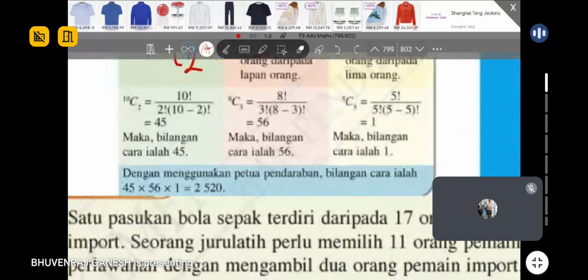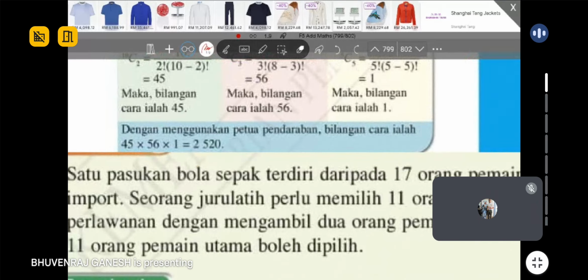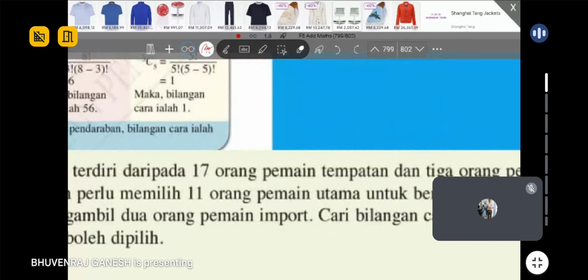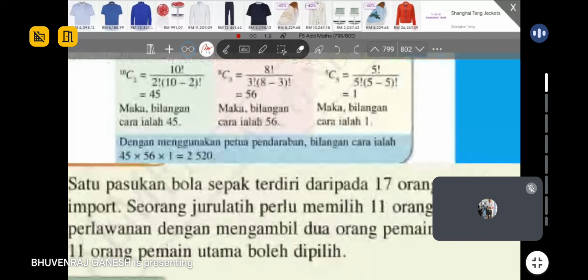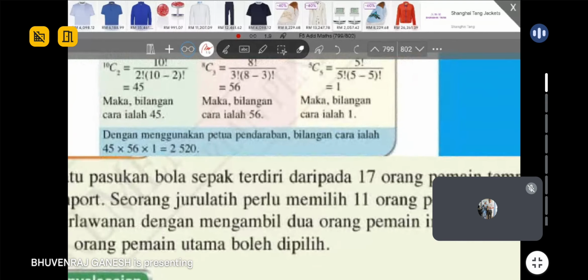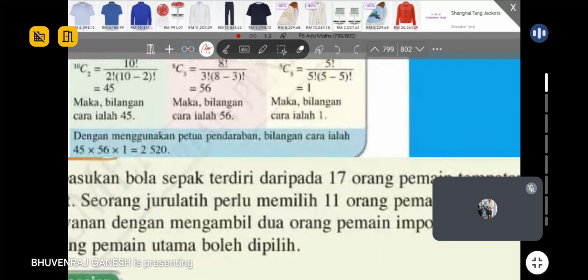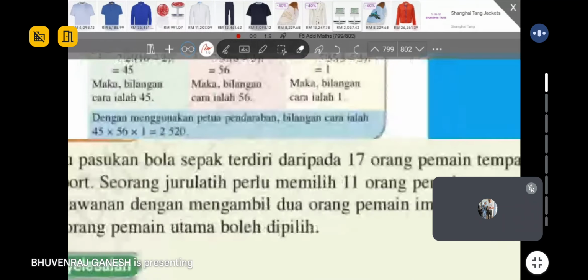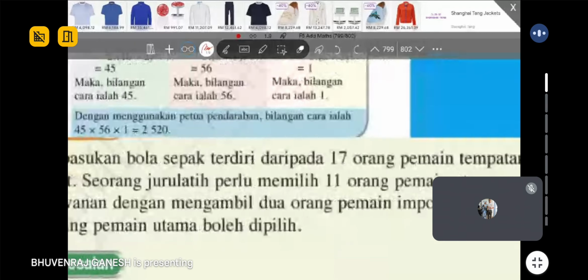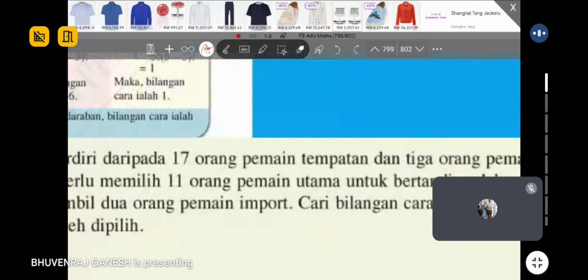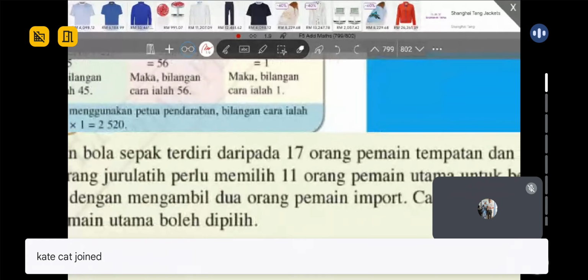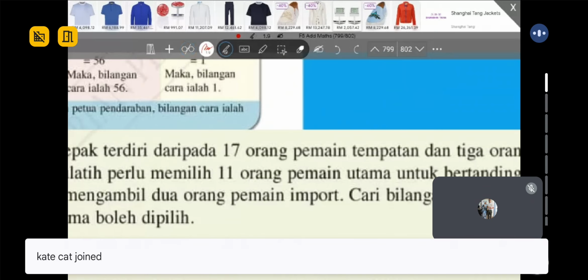So this question, we see this question, guys. They say that there is a football team, 17 local players and 3 import players. The question is, the coach is going to choose 11 people to take part in a match, and he's taking 2 import players. So they ask you how many ways I can choose the 11 players. Very simple, guys. How to do this type of question? You draw it out. Kamu lukis situasi dia.